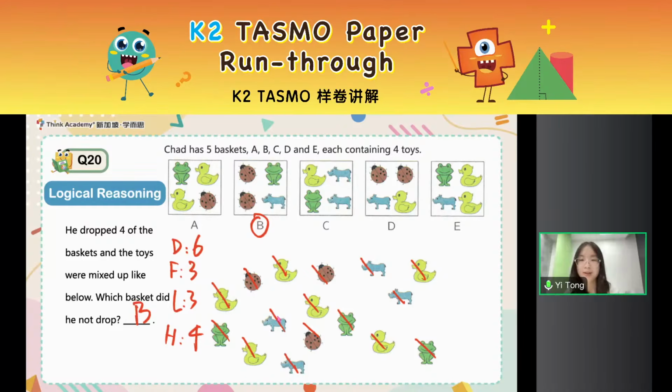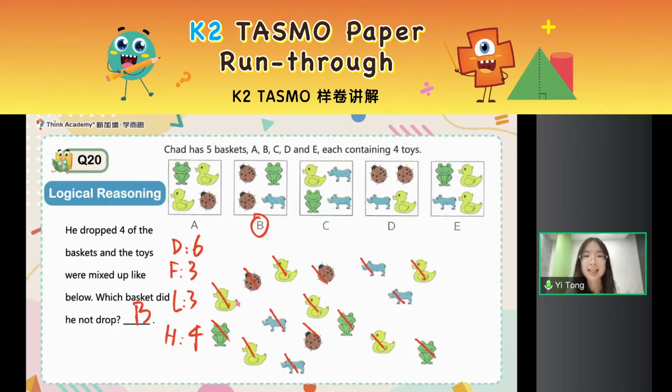Let's try the hippo. So hippo in the end, 4. And in the beginning, 1, 2, 3, 4, 5. 5 minus 4, 1. So, B and which 2 baskets also have only 1 hippo? D and E. Right? So D and E also has 1 hippo. Do we know which one is the one that we shouldn't drop? No, we don't. Right. Then back to our duckling.